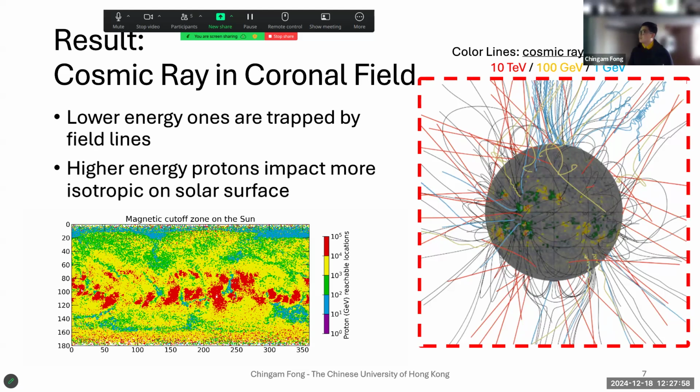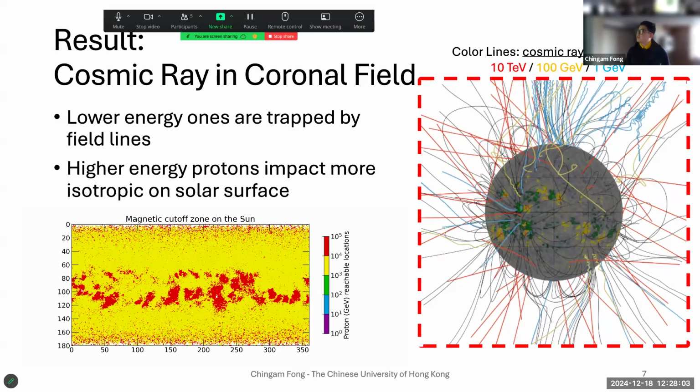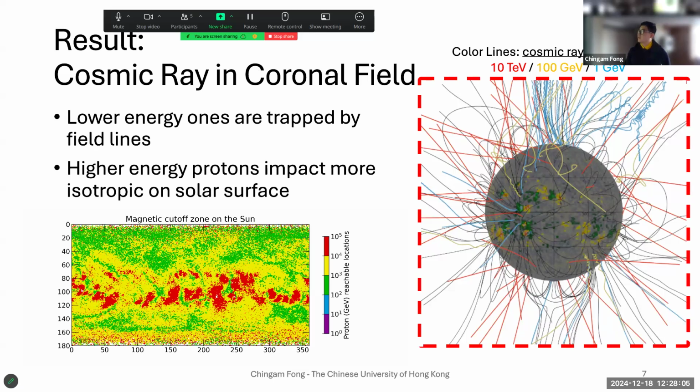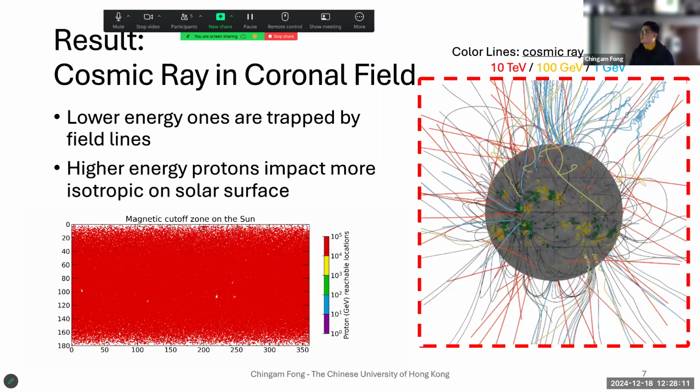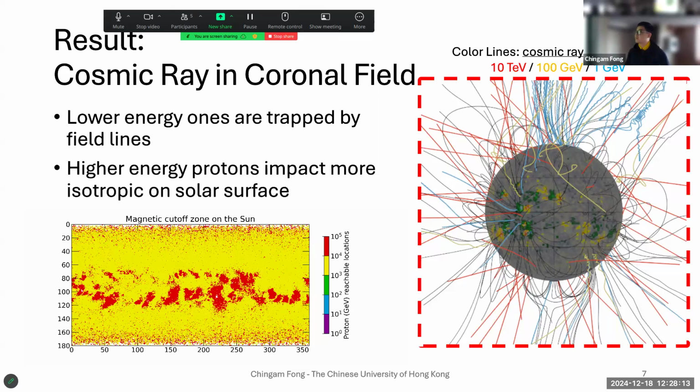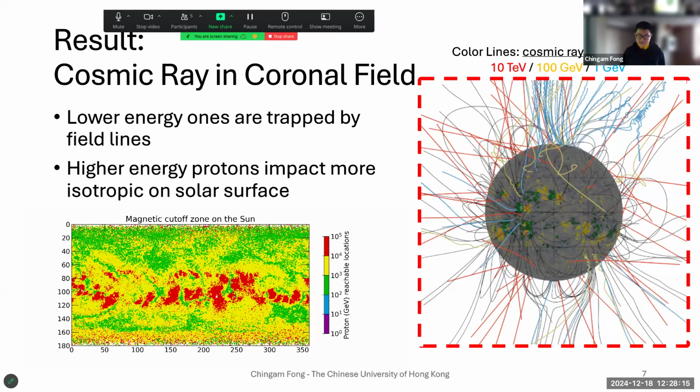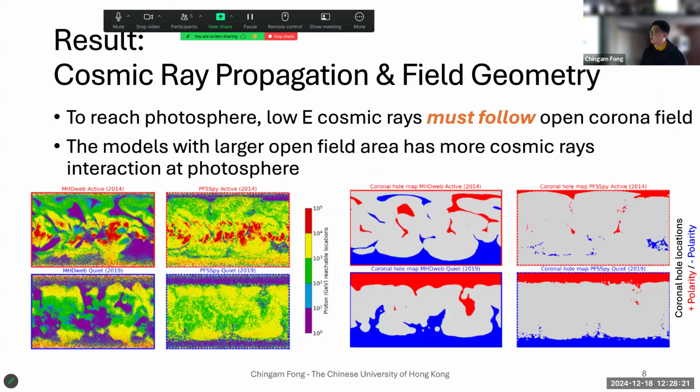So what that manifests on the surface of the sun is that for higher energy cosmic rays, the red ones and the yellow ones, they hit the sun's surface more isotropically. And as we go to lower energy, they start to get trapped around the open field regions, as shown over here. And this does not just show in this one model, which is showing PFSS and the active period. This shows up in all of our models of corona field.